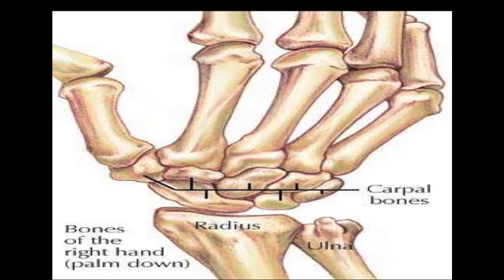Thirdly is the ellipsoid joint. This is where an oval convex male surface is fitting into an ellipsoid female surface. This means that there are two movements on two axes: flexion and extension around the transverse axis, and adduction and abduction around the anteroposterior axis. Ellipsoid joints are very well shown with the phalanges in the hand.